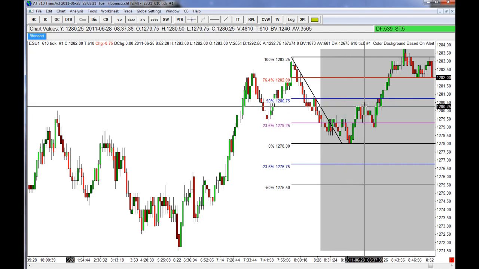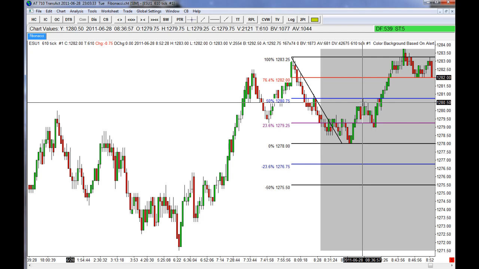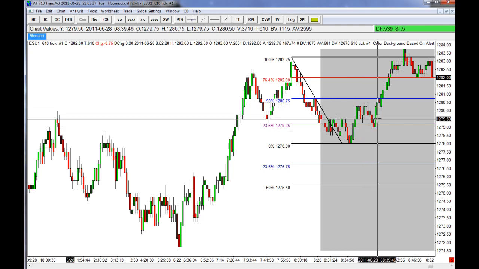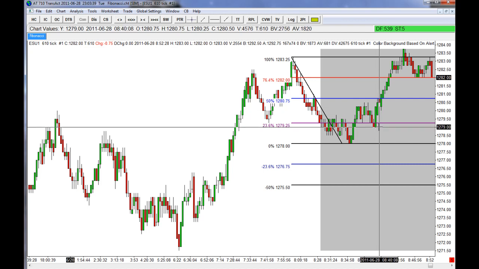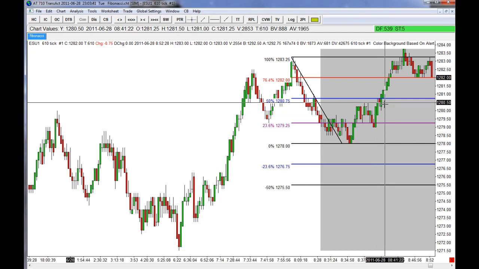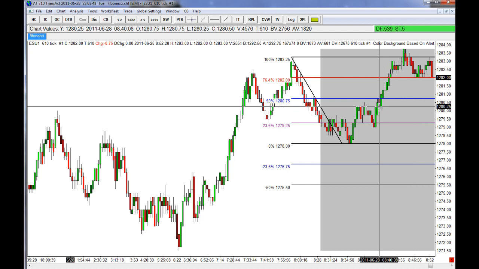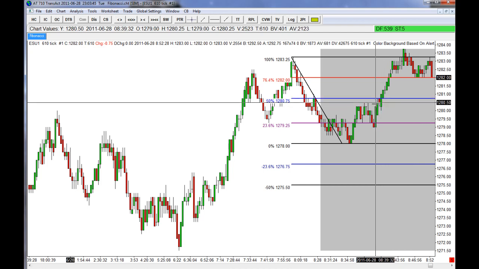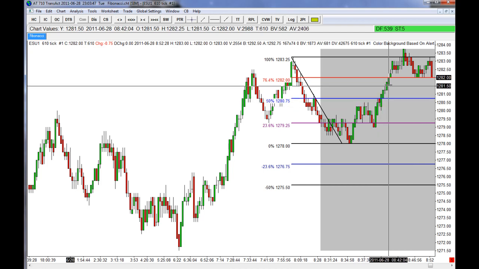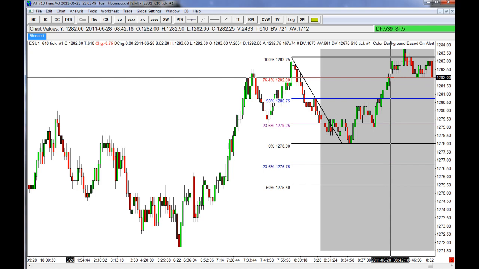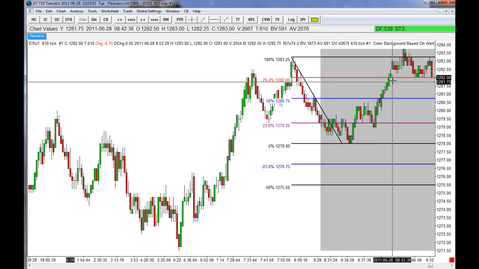Now as you can see, price traded to the level where I had my order. I did not get filled, it went through the 23.6 level, and then came back up. I got filled here, and then price just went back up against me, and I was stopped out right here for a 6 tick loss.